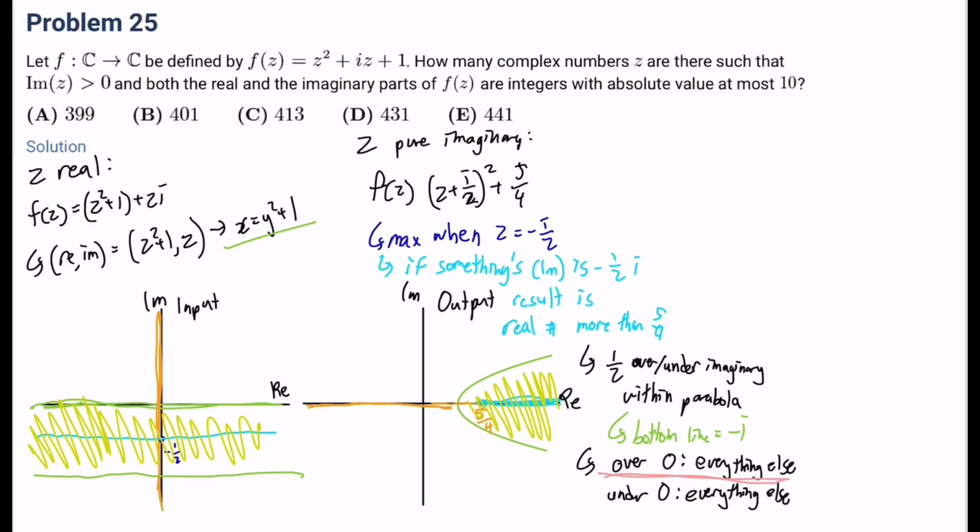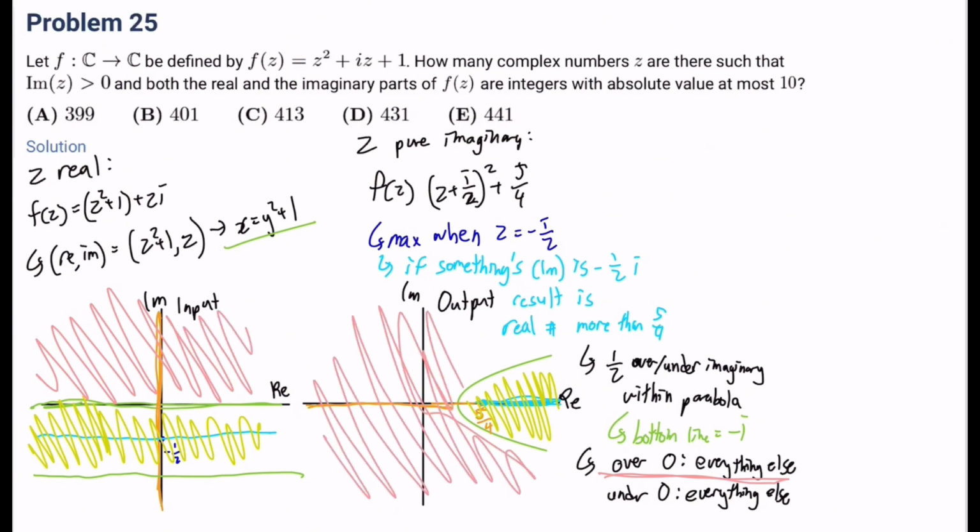I have a new color, pink, now. When it's over 0, it's everything else. And we are only counting the things when it's over 0, because the imaginary part of z has to be a positive number. So that's going to be this part over here. This is what we're putting in, and that's going to give us everything else, right? So that's basically everything else right here, and this part is going to be this pink part in the output over here.